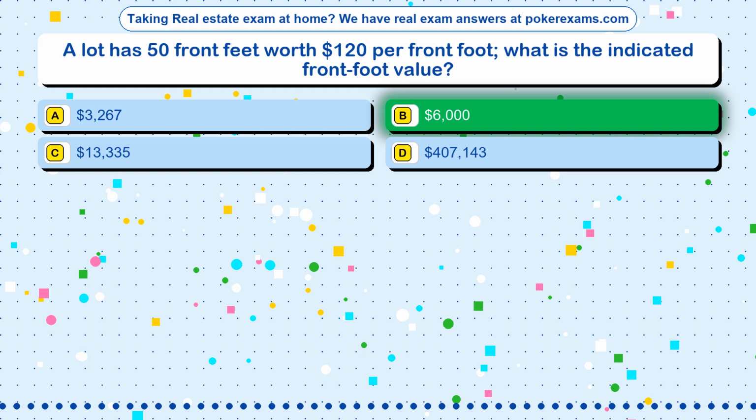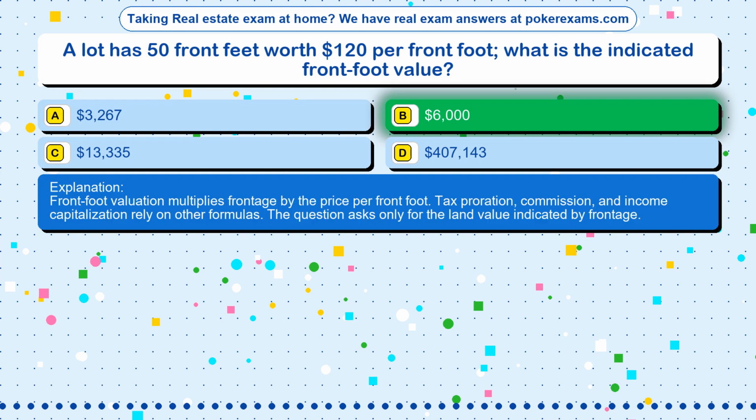The correct answer is option B, $6,000. Front foot valuation multiplies frontage by the price per front foot. Tax proration, commission, and income capitalization rely on other formulas. The question asks only for the land value indicated by frontage.